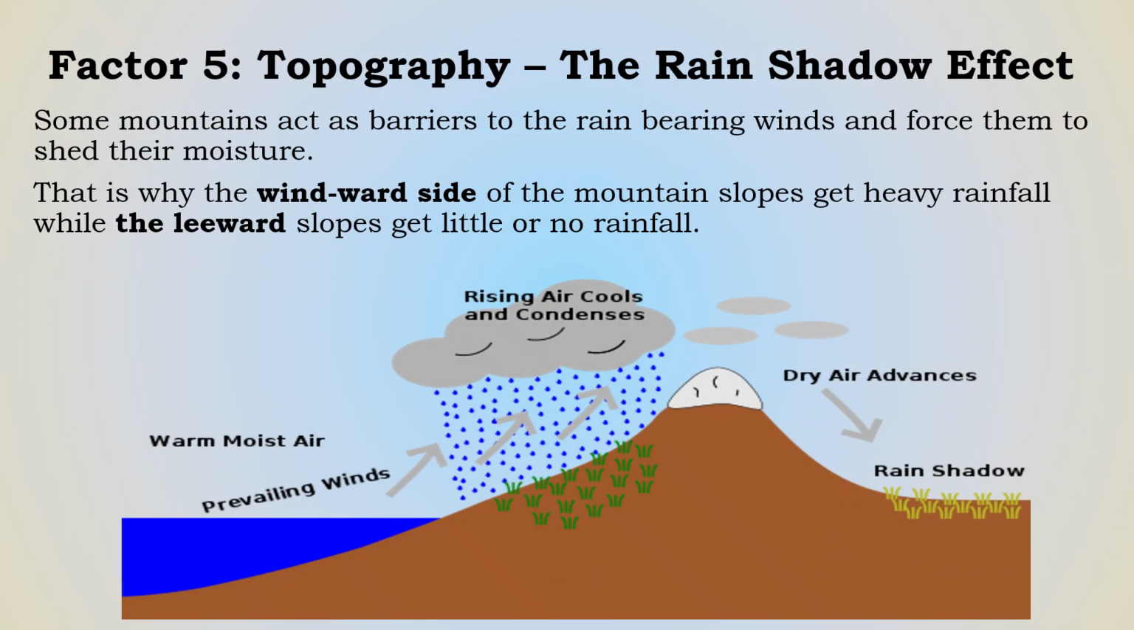The fifth factor is topography. Some mountains act as a barrier to the rain-bearing winds and force them to shed their moisture. That is why the windward side of the mountain slopes get heavy rainfall, while the leeward slopes get little or no rain at times.